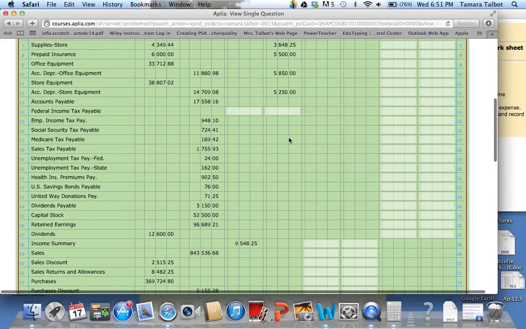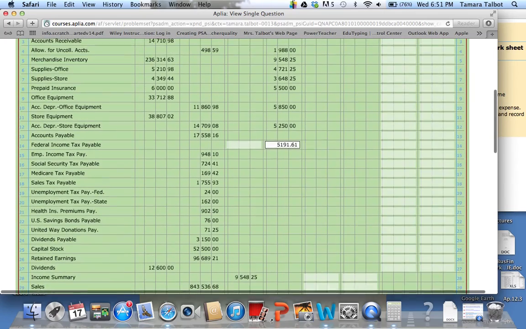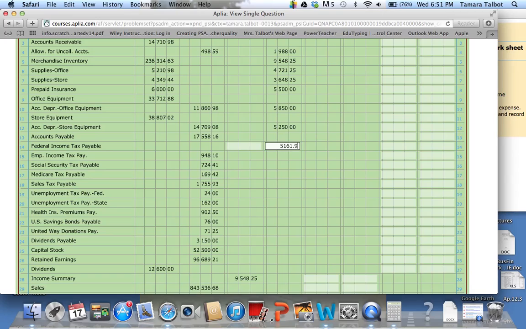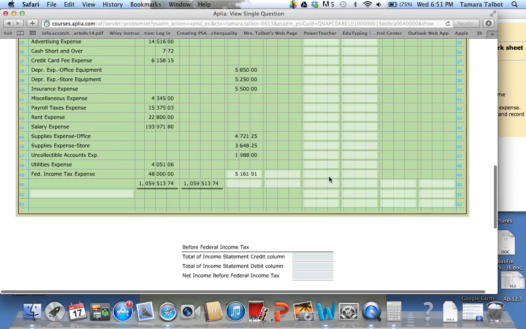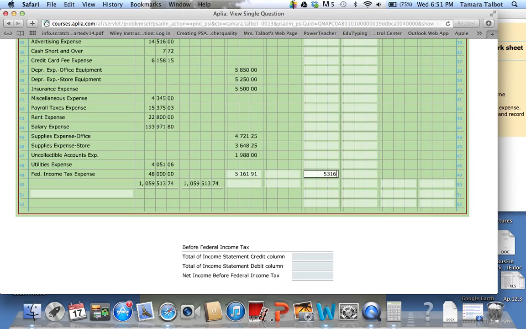and you would put it up here in your federal income tax payable. Did I do it right? 5161.91. I was afraid I was wrong. And then it would also come over here, and then you would move it down here. It would end up being, you'd add them together. So 53,161.91 would go here. Then you would add the columns up again to come up with your new totals.